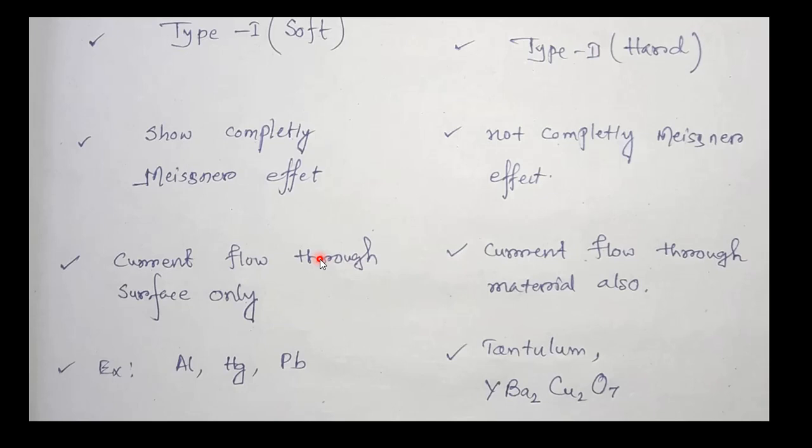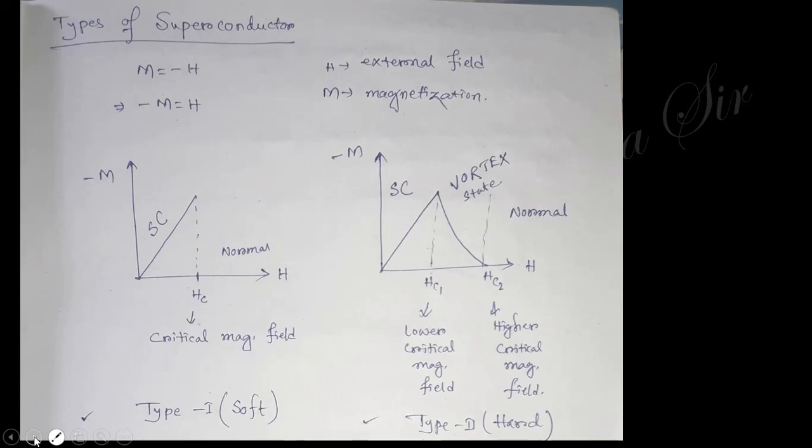That means current flows on the surface as well as through the material. That is, there is a penetration of the carriers, that is electrons here, because in metal there is no hole present. And in type 1, current flows on the surface only. Examples: aluminum, mercury, lead are type 1 soft, and titanium and this composition are hard. So this is the basic difference between the two types of superconductor, type 1 soft, type 2 hard.